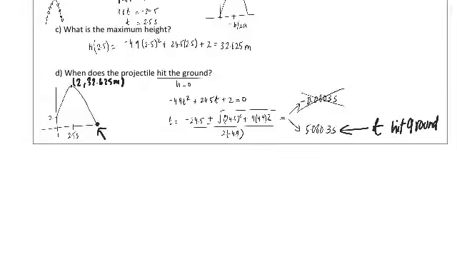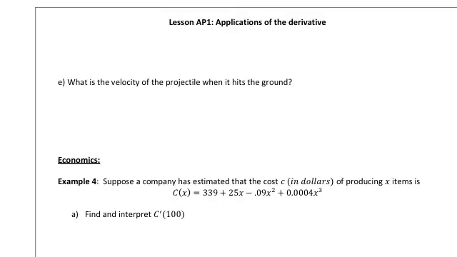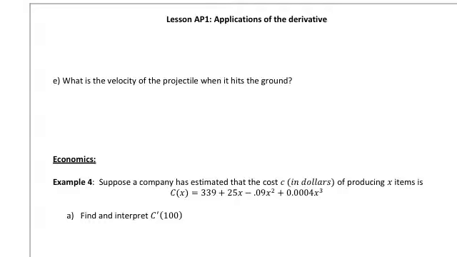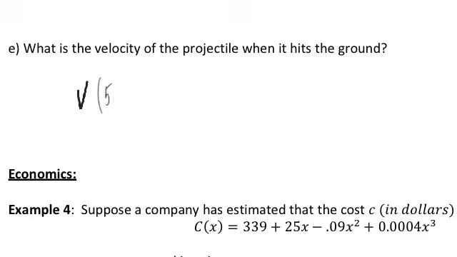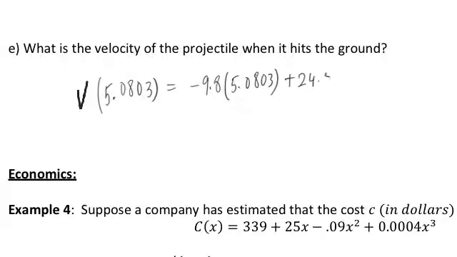Okay, the last question on that problem is, what is the velocity of the particle when we hit the ground? For that, we know the time now, so we just put that time into the velocity equation. So I can say it's v of 5.0803, which is negative 9.8 times 5.0803 plus 24.5. And I'm going to come out with an answer of negative 25.2873 meters per second. It's negative because when you hit the ground, the projectile is obviously going downward.